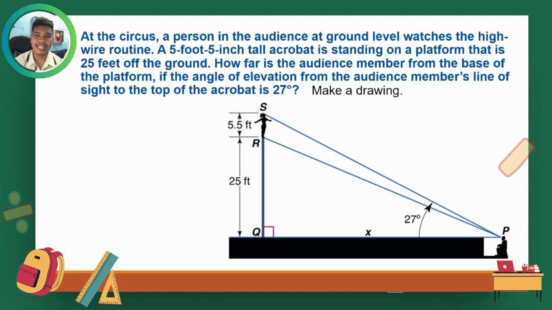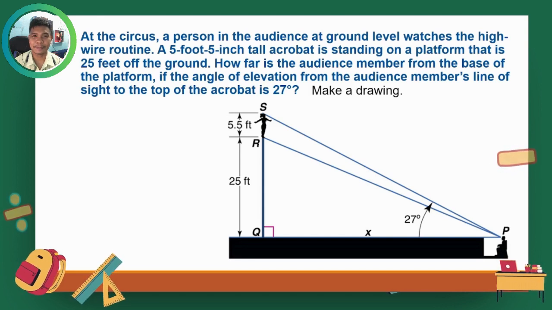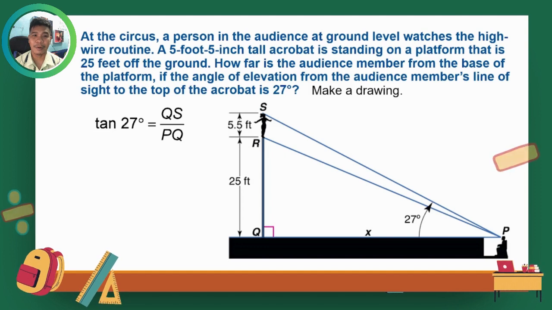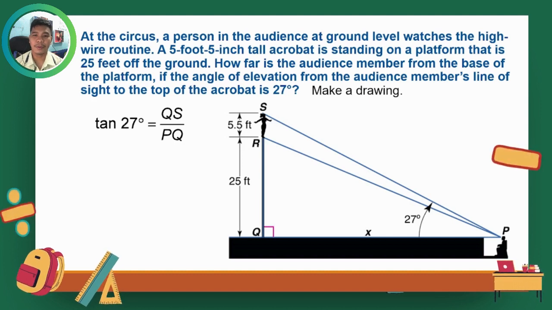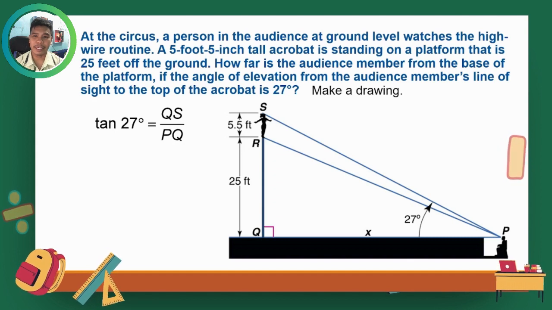Very good. It is the tangent theta. So we use the 27 degrees as our reference angle. So that is tangent 27 degrees equal to QS, which is the added height of the platform and the 5 foot 5 inch tall acrobat, over PQ, which is our base of the platform. So we are looking for the base of the platform. We also represent it as side X.